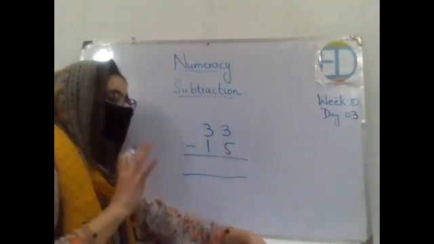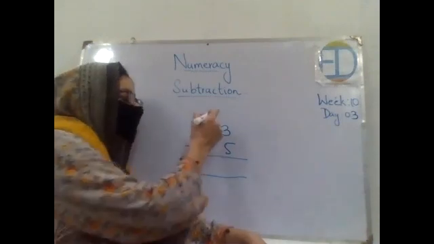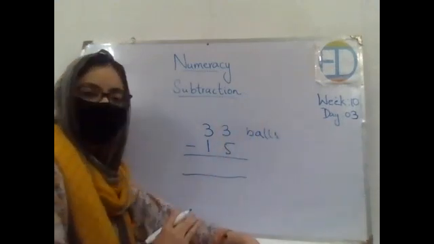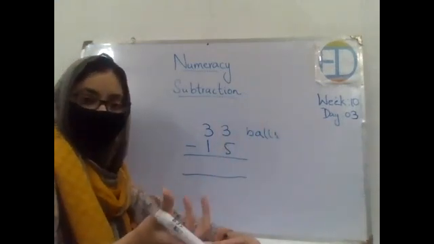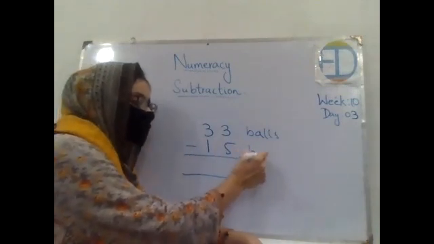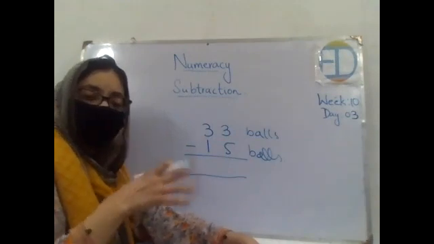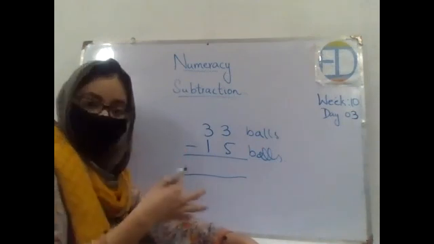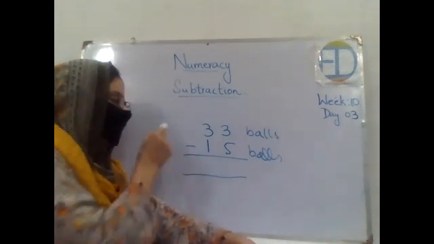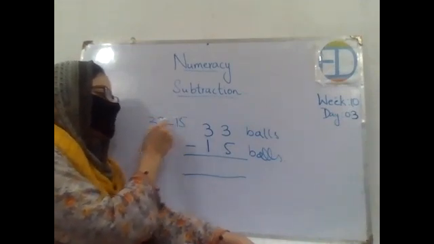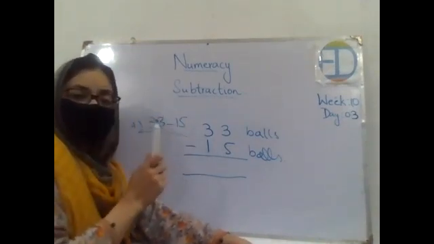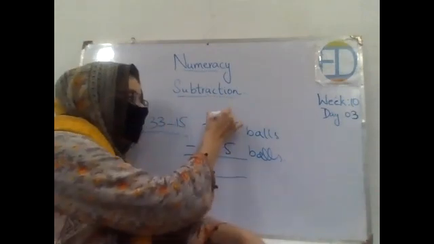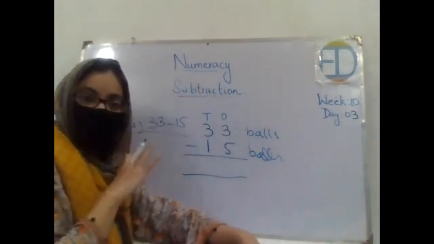So consider it as in a sports shop, the shopkeeper has a total of 33 balls. A student came and bought 15 balls from the shopkeeper, right? Now the shopkeeper wants to know how many balls are left with him. So in order to find the difference, we will do 33 minus 15. This is the question, right? The first step is that we arrange them in vertical order, like we arrange in addition, and then write the place values over it.